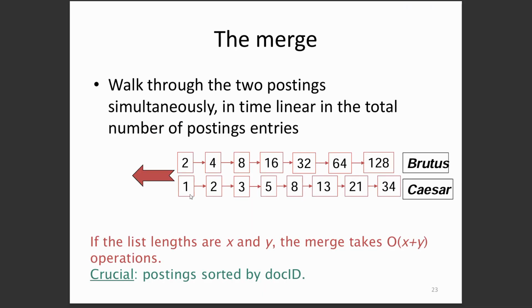Okay, but here the doc ID of P2 is less than P1. So P2 should be shifted and then it must be compared. So 2 and 2 are the same. I'll be retrieving it too, and then I will go to the next like that.